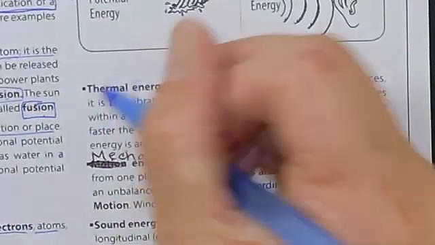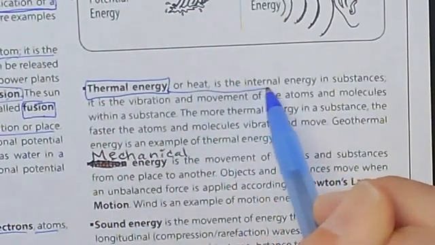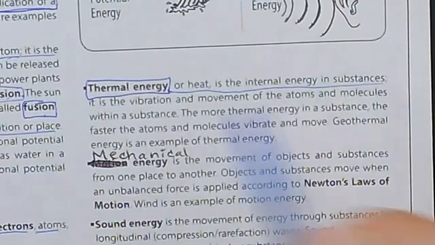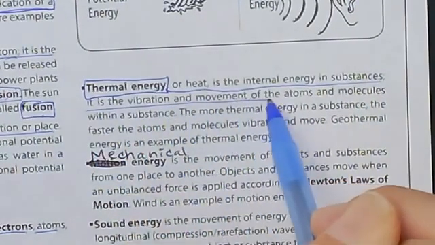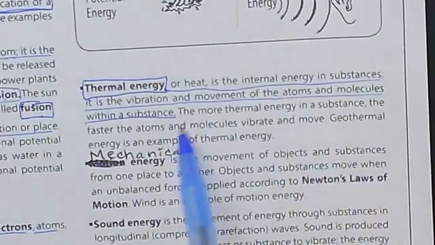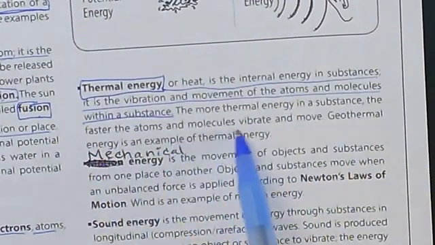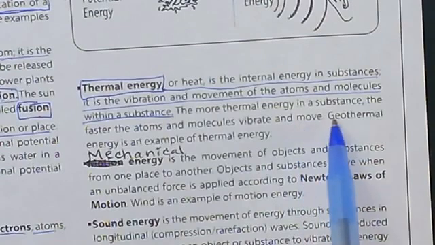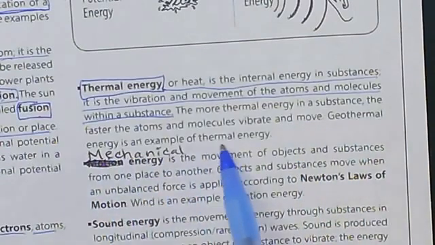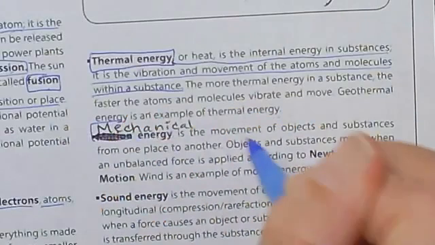All right, let's take a look up here at thermal energy. Thermal energy, or heat, is the internal energy in a substance. It is the vibration and movement of the atoms and molecules within a substance. The more thermal energy in a substance, the faster the atoms and molecules vibrate and move. Geothermal energy is an example of thermal energy.